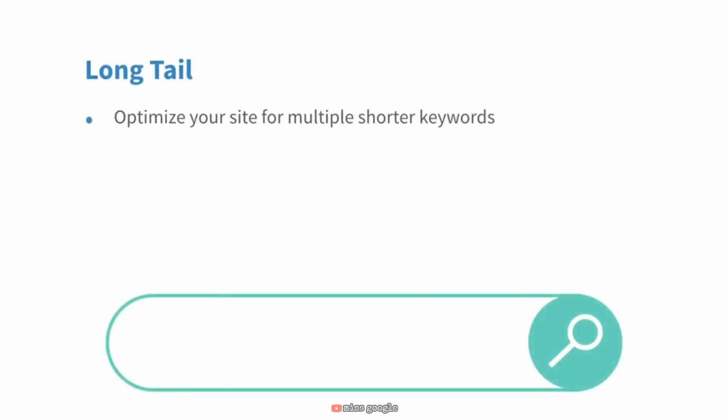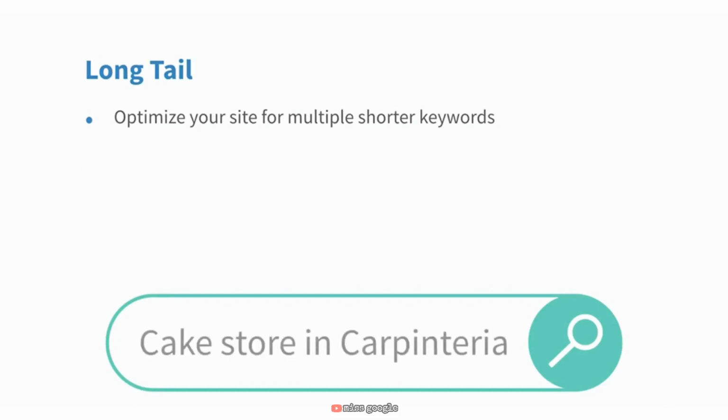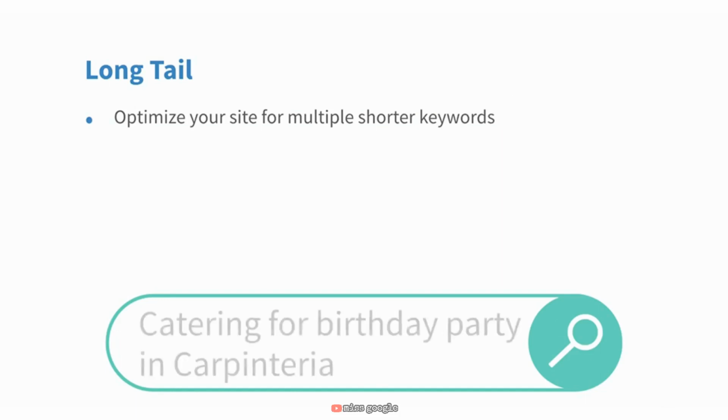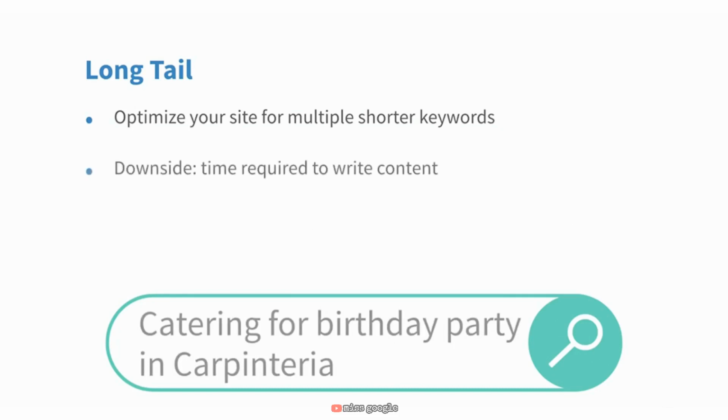What's a bit easier is the long tail approach. That's where you target a bunch of search terms that are less popular, but also have a lot less competition. So instead of trying to rank for cake store, we might try to rank for cake store in Carpinteria, or vegan cake store, or cakes for delivery in Carpinteria, or catering for birthday party in Carpinteria. All of these are going to be much smaller terms, and it will take a while to write articles or sections of your site for each of these terms. And since these terms are so specific, there's less competition, which means it's easier for you to rank well.